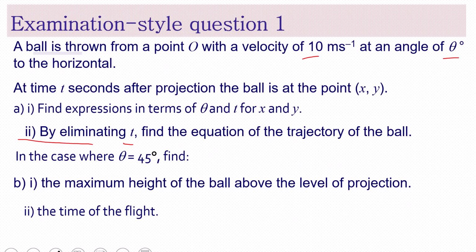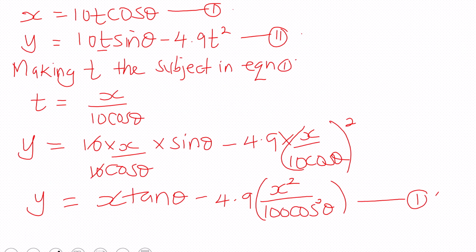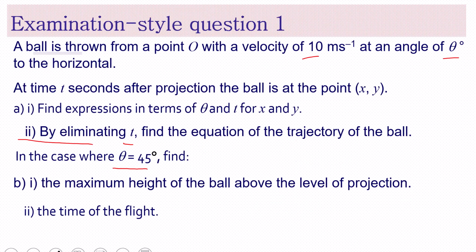And then part C, they want us to substitute theta equaling 45, and we find the maximum height of the ball above the level of projection. And then Roman 2, they want us to calculate the time of flight. So this here was Roman 2 of part A. So this is what we have been answering.